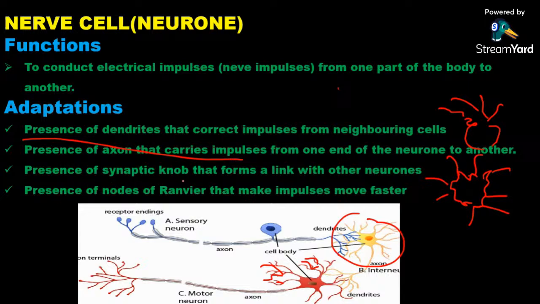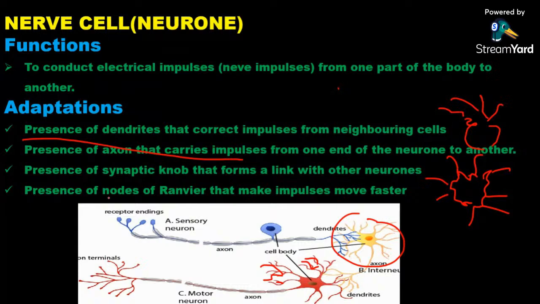Then presence of synaptic knob. The synaptic knob is just the end part of these neurons that links the neuron to the other neuron. Okay. So presence of synaptic knob that links with other neurons.